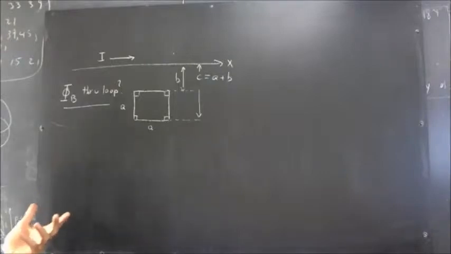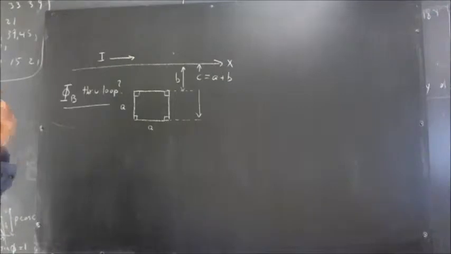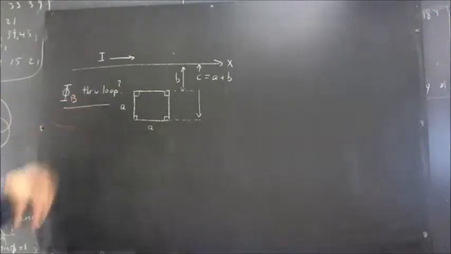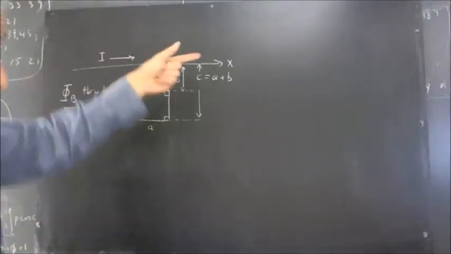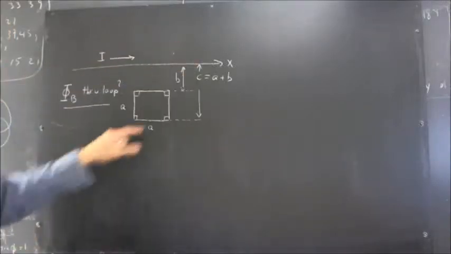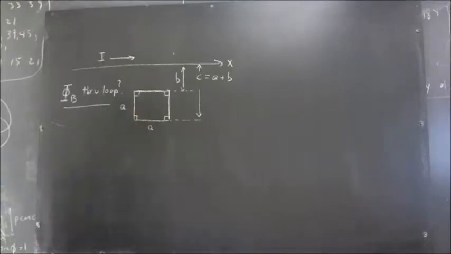Okay, so the question is, what's the resulting magnetic field through the loop? You're going to want to think for a minute about what the magnetic field due to this line charge is and how that's going to affect the flux of the magnetic field through the loop.